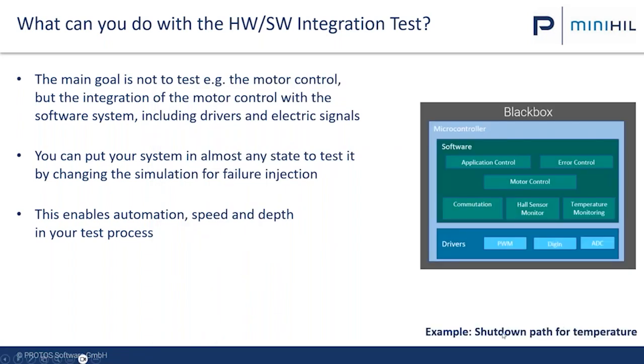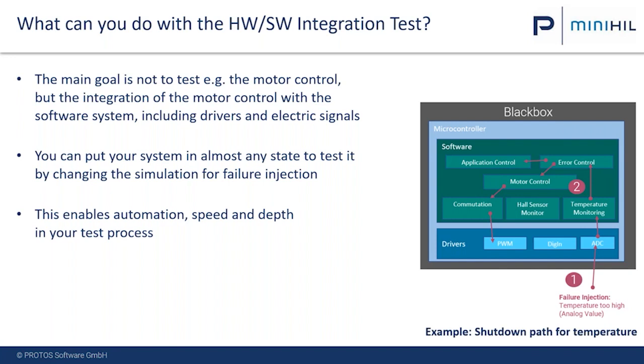So let's have a look at an example. For example, the shutdown path for temperature in a motor control system. We look at the microcontroller as a black box, and we're testing at the pins of the microcontroller. So what I want to know now is whether the temperature, high or low temperature, leads to a shutdown of the motor. So what do I do? I stimulate the analog signal, the electrical signal of the ADC, to provide a temperature signal that's too high, for example. And then internally, in the black box, the events cascade through the system.